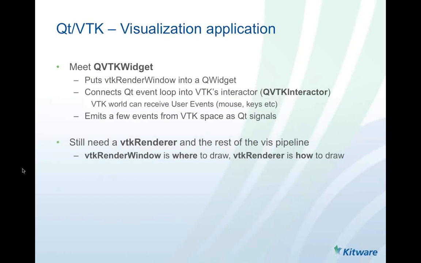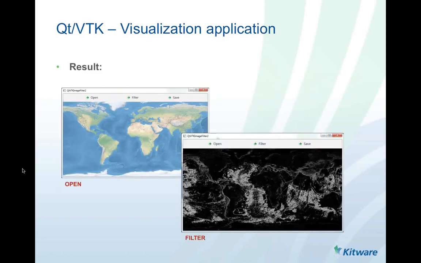So I've said that the job of QVTK widget is to hold a render window inside a Qt widget. The other important thing it does is connect Qt's event loop into VTK's interactor, so that the VTK world can receive things like mouse events and key events and so forth. So we can put a VTK scene in there, but so far this is just the render window itself. We still have to set up the renderer and the whole visualization pipeline that fits behind it.